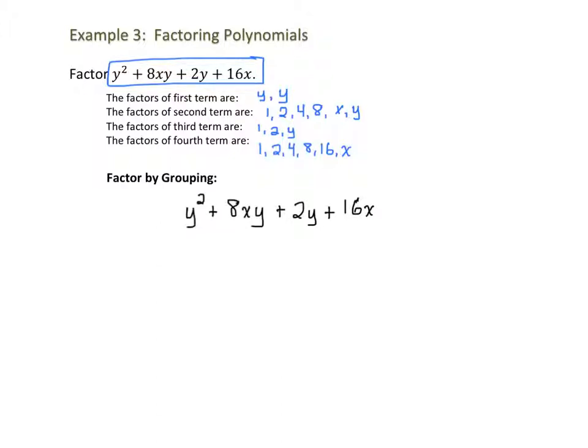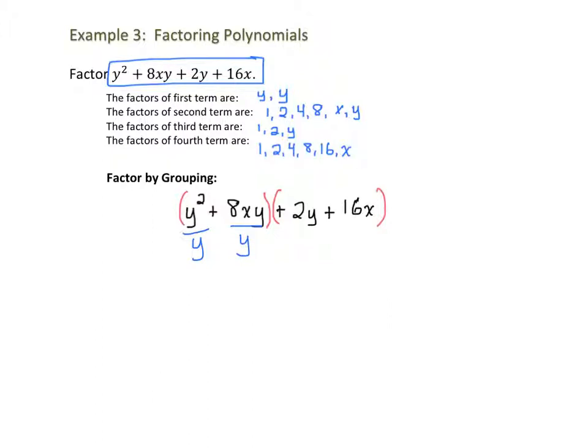So I've rewritten my polynomial here, and in step 1 we're going to draw a set of brackets around the first 2 terms to make our first group, and we draw a set of brackets around our last 2 terms to make our second group. Now we look for a greatest common factor for each group separately. So let's look at our first group first, and you can totally ignore the second group. We have a y squared and an 8xy. The most that these 2 terms can be divided by is a y. So they have a greatest common factor of y.